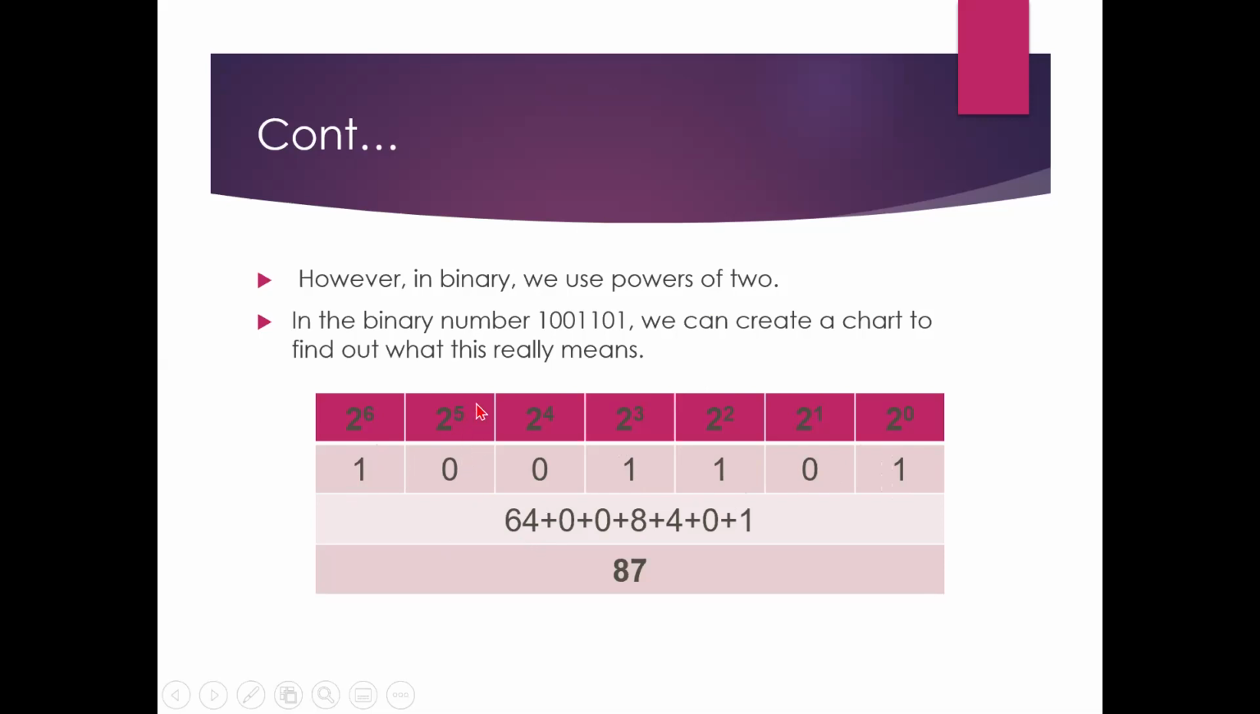Here 2 power 5, however much the value of 2 power 5 is, when it is multiplied with 0, it becomes 0. And again here it is 0. 2 cube is 8, 8 into 1, 8. 2 square is 4, 4 into 1, 4. Here again 2 power 1 into 0 is 0. 2 power 0 is 1, 1 into 1, 1. When you sum up all these values, 87. So this binary number is equivalent to 87 in the decimal number system.